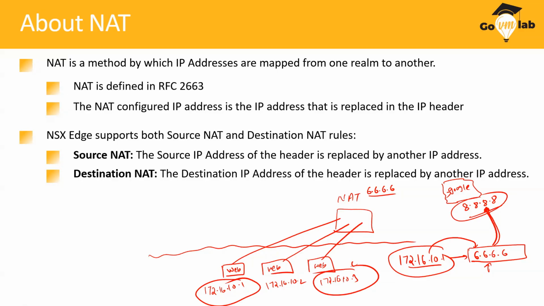So whenever your corporate server sends a request to any public server, it always goes via NAT, because we don't want to expose our actual identity, our actual IP addressing schemes, or the identity of our corporate servers directly to any public server. That is where we create this NAT. This is what the statement says: the NAT configured IP address is the IP address that is replaced in the IP header. The request actually originated from 172.16.10.1, but the NAT knows that the request is being generated by 172.16.10.1 because NAT is part of my corporate server.